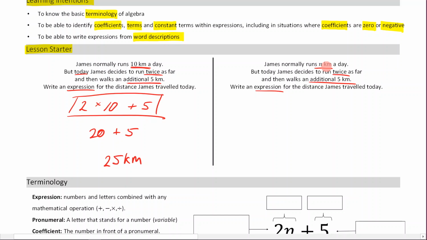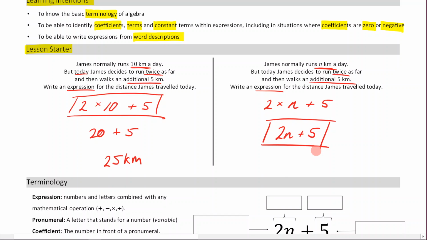Well, how are we going to approach this question if we aren't told the number? Well, the way we're going to approach it is in exactly the same way. We're first going to begin by writing down n. We know that James normally runs n kilometers a day. We know that today James runs twice as far, so we're going to multiply that by 2, and then he walks an additional 5 kilometers, so we're going to plus 5 to it. Now, hopefully you remember from your basics of algebra that we don't like putting multiplication symbols here. So the way that we would actually write this expression is 2n plus 5. And that would be our expression.